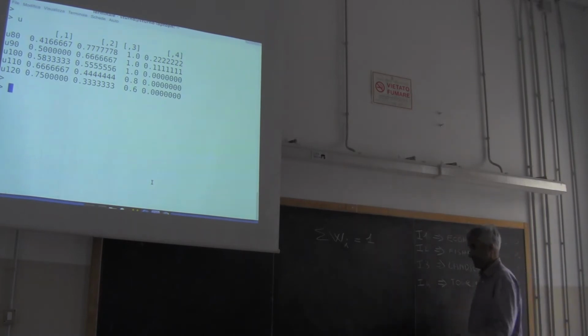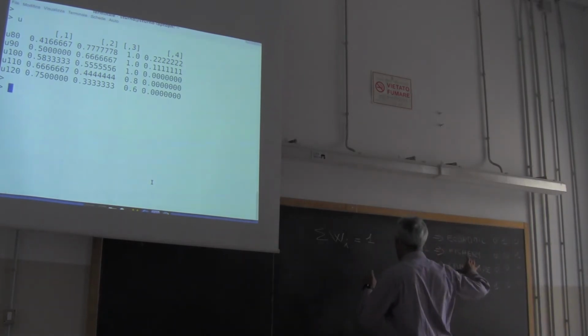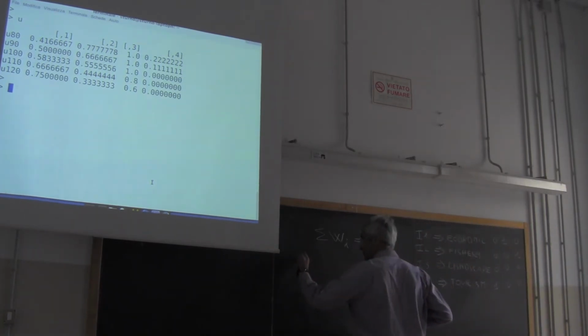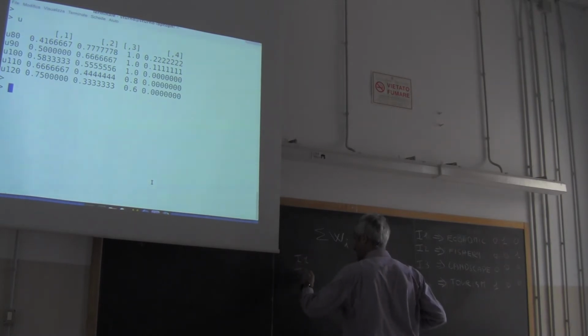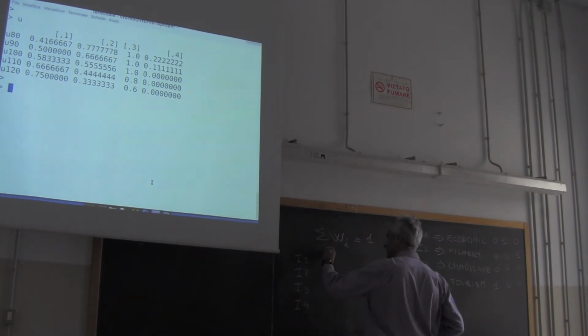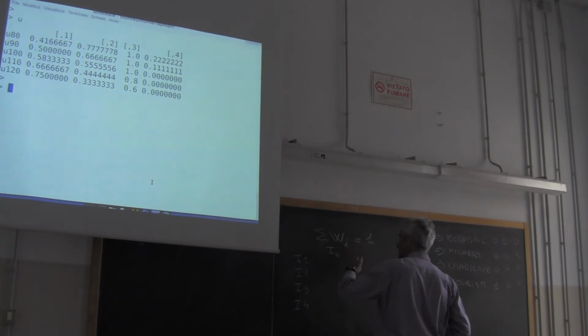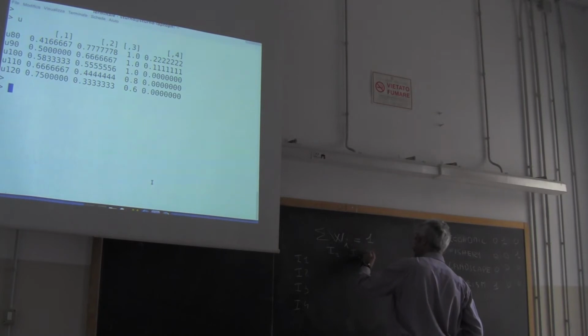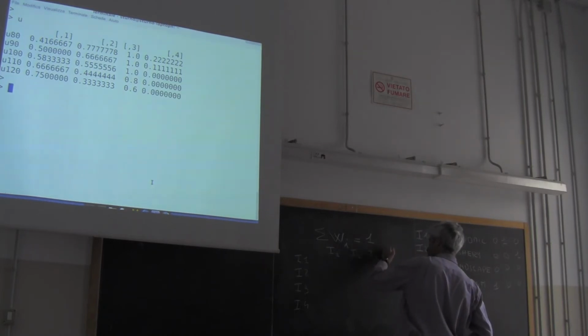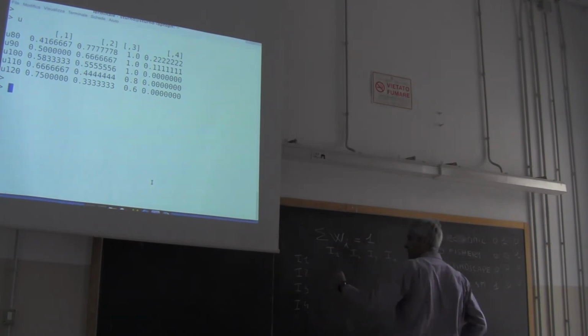So, these are 4 indicators. I have to write a 4 by 4 matrix. I1, I2, I3, I4, and again here, I1, I2, I3, I4. This is my matrix.